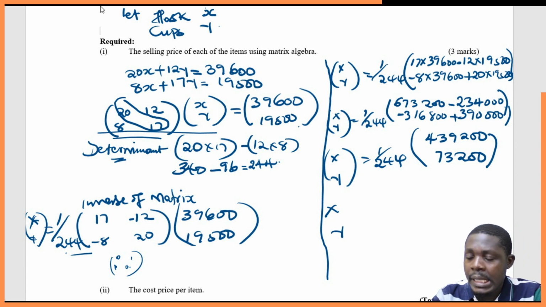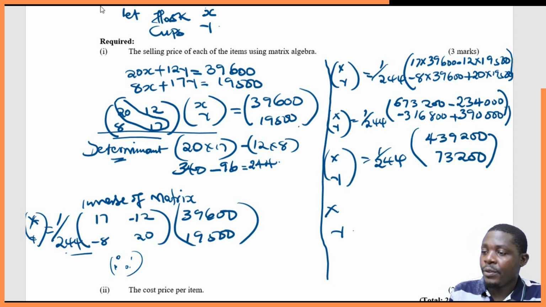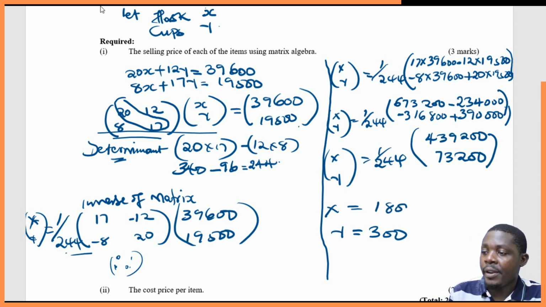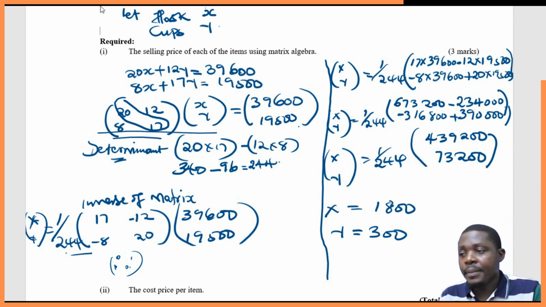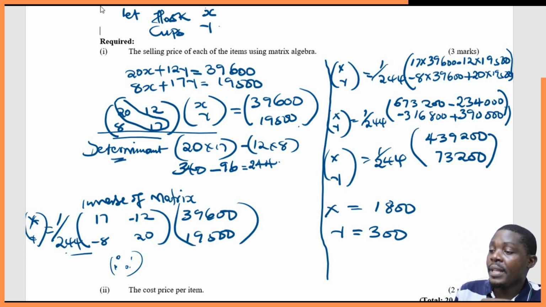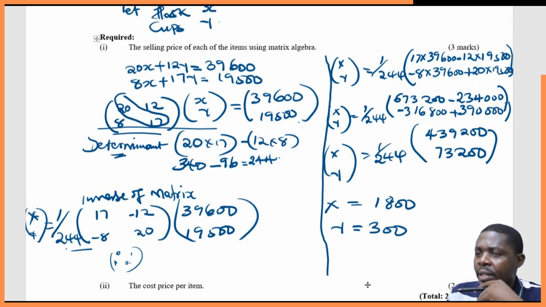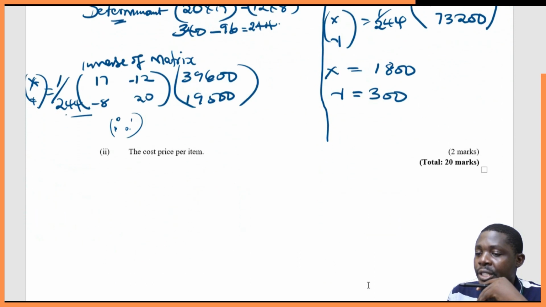Now the value of x, we're just going to take the answer, this one, divide by 244. We realize that the value of y is 300. And then when we divide 439,200 by 244, we get 1,800. Meaning the price of one thermos flask was 1,800, the selling price, correct? And that of a cup was 300 shillings.